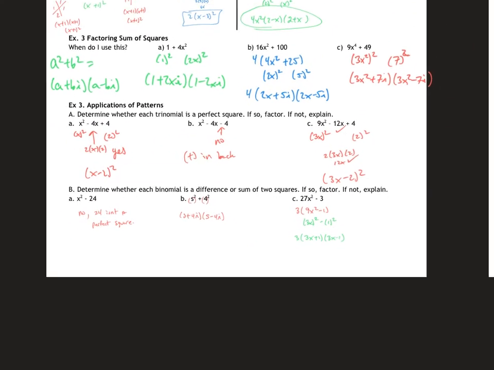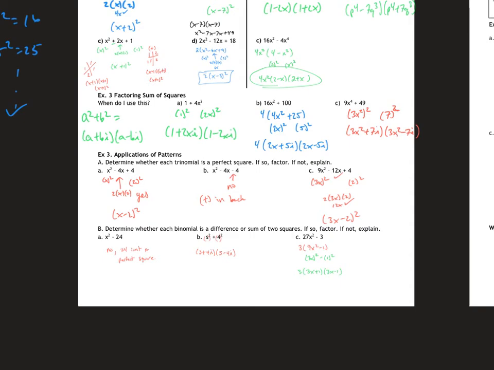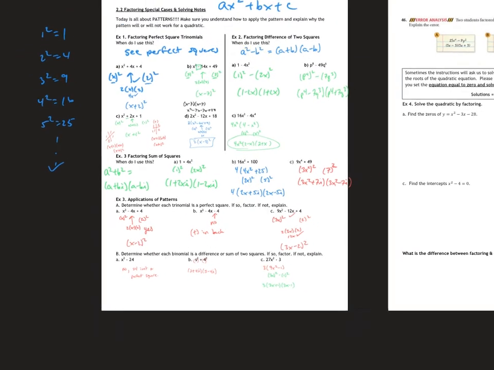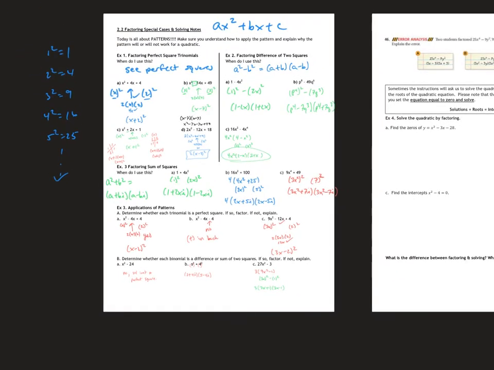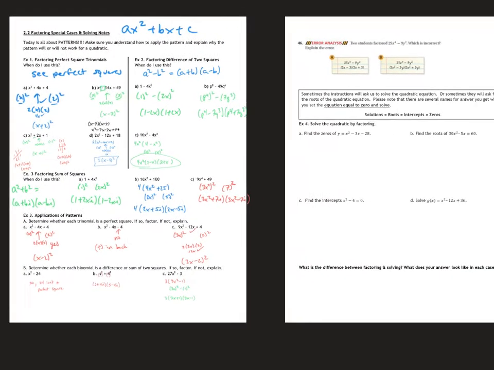So there's kind of a quick synopsis of your special factoring cases. You got your perfect square trinomials, your difference of two squares, and your sum of two squares.